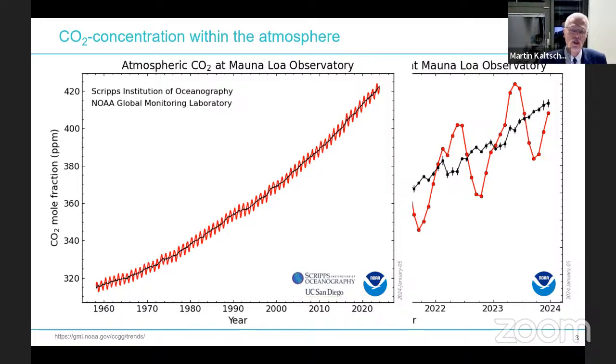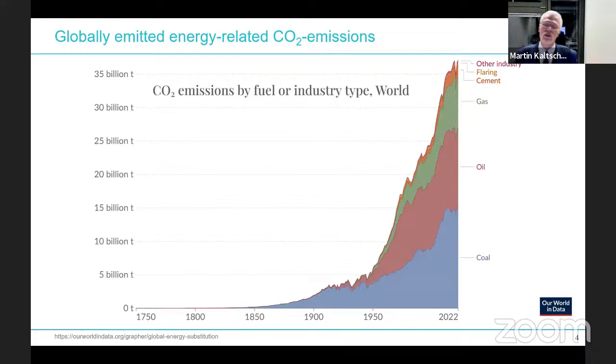The reason for this is obviously the CO2 emissions due to the combustion of fossil fuel energy. There you can see it's mainly coal, oil and gas, and also a little bit of others. This development has very strongly accelerated starting with the year 1950 onwards, and this is the reason for this very clear increase in CO2 emissions.